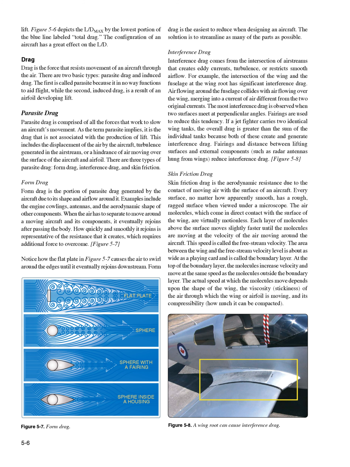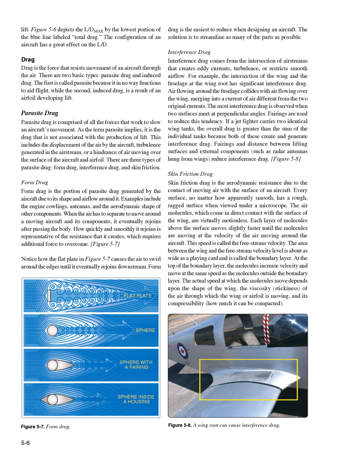The solution is to streamline as many of the parts as possible. Interference drag comes from the intersection of airstreams that creates eddy currents, turbulence, or restricts smooth airflow. For example, the intersection of the wing and the fuselage at the wing root has significant interference drag. Air flowing around the fuselage collides with air flowing over the wing, merging into a current of air different from the two original currents. The most interference drag is observed when two surfaces meet at perpendicular angles. Fairings are used to reduce this tendency.